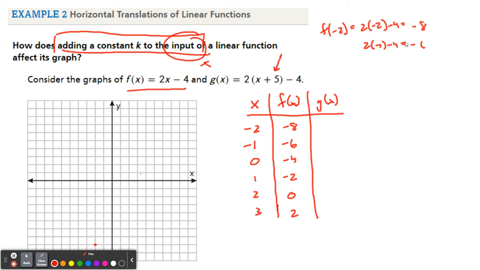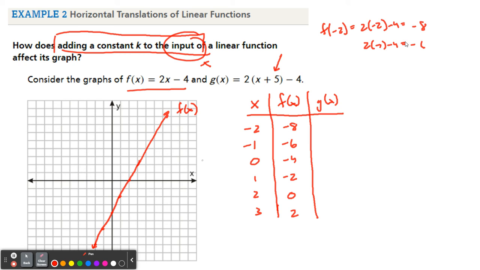And I'm going to graph these. So -2, -8; -1, -6; 0, -4; 1, -2; 2, 0; and 3, 2. And there's my line. I'm going to graph that, and that is your f of x. That would be the parent function, the function without the transformation. And now what is this plus 5 going to do?